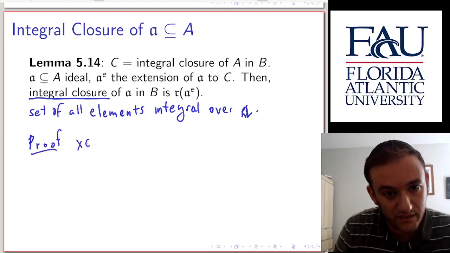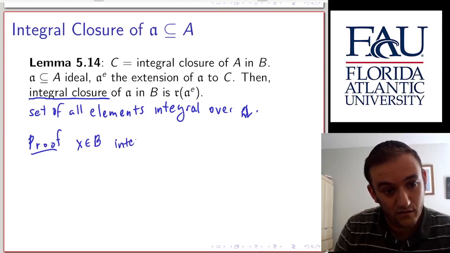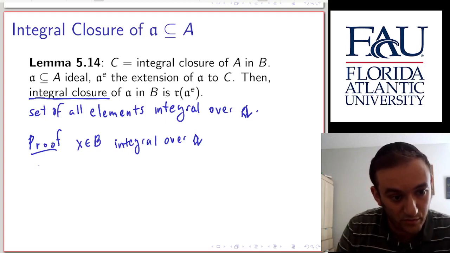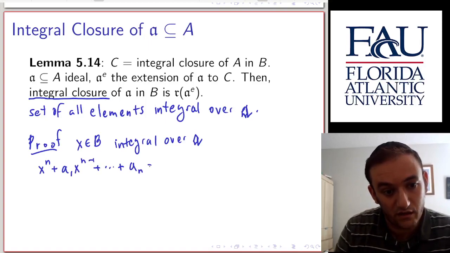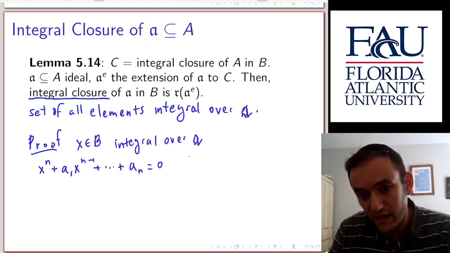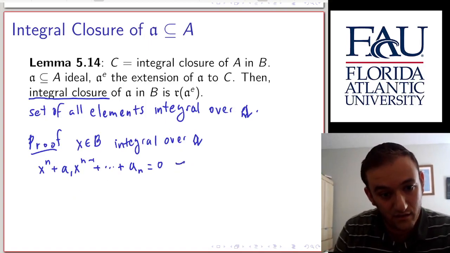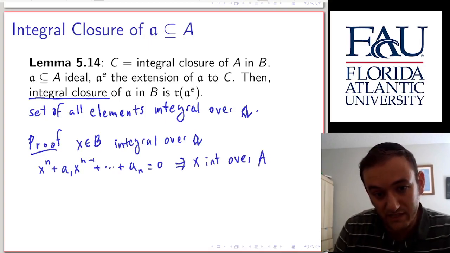So let's prove this. If we have an element x in B which is integral over the ideal A, then by definition we have a polynomial x to the n plus a1 x to the n minus 1 up to an equals 0. So the ai's are in A, but they are also in the ring A, which means x is integral over the ring A, which means x is in C.